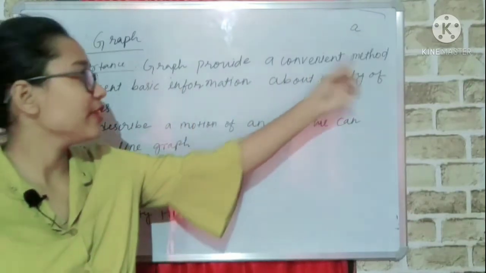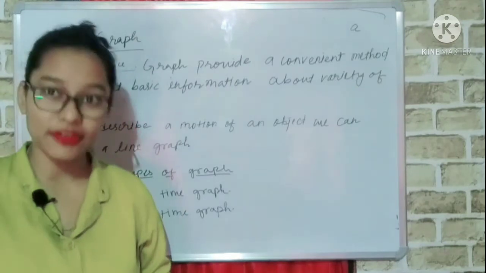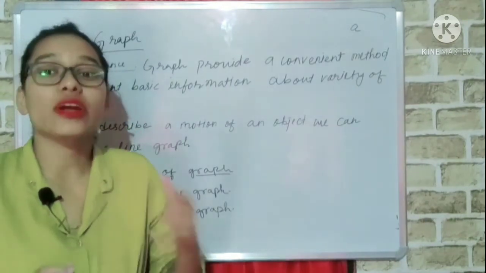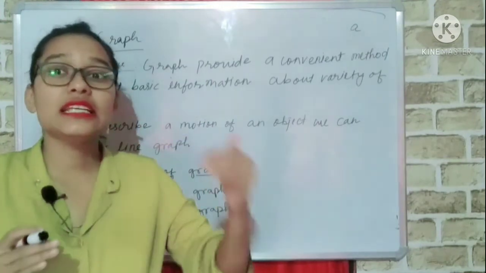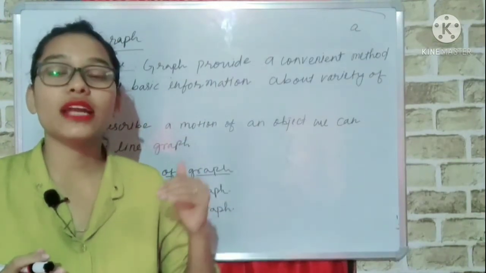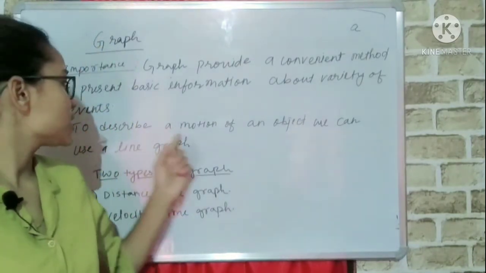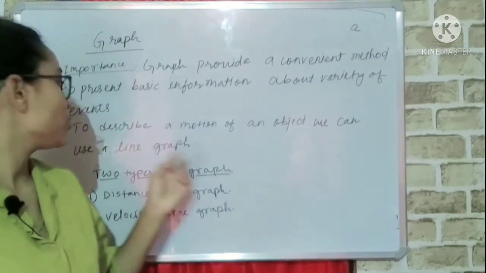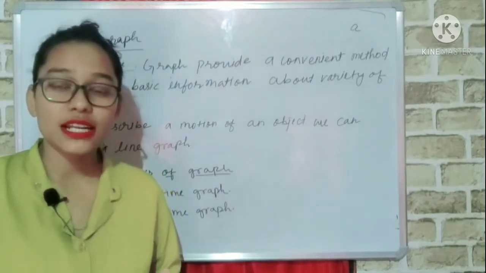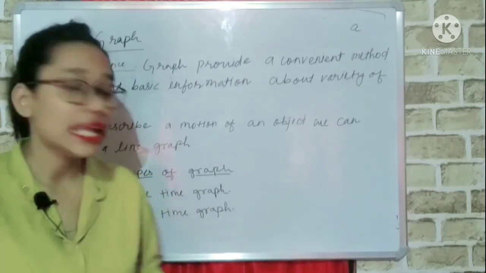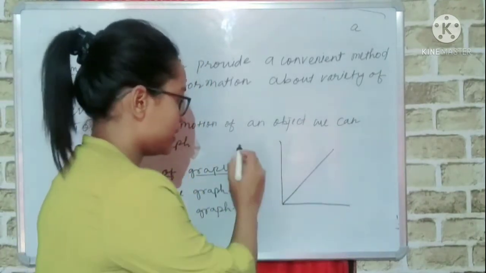Graphs provide a convenient method to present basic information about a variety of events. It helps us to represent a variety of information in a very easy manner. That is why we make graphs. Now, to describe the motion of an object we can use a line graph. So here we are talking about motion. For describing a motion we can use a line graph.